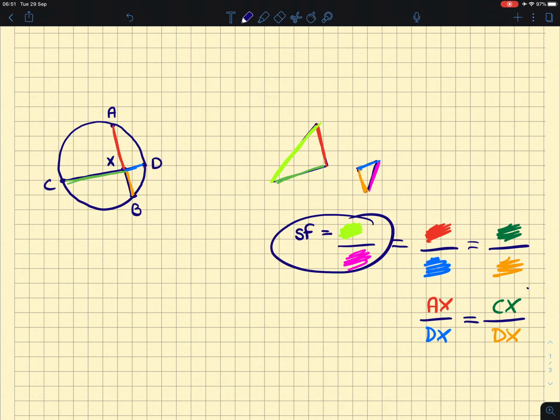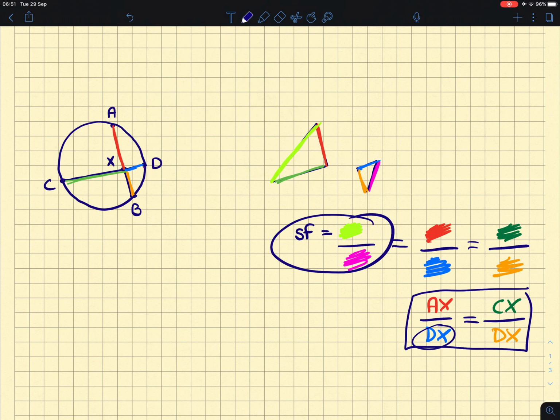Once I've got this formula now, hopefully you can see straight away that all I then have to do is multiply DX over and multiply, sorry, I've wrote something wrong here. That should be a BX on the bottom there. So I'll say that again.